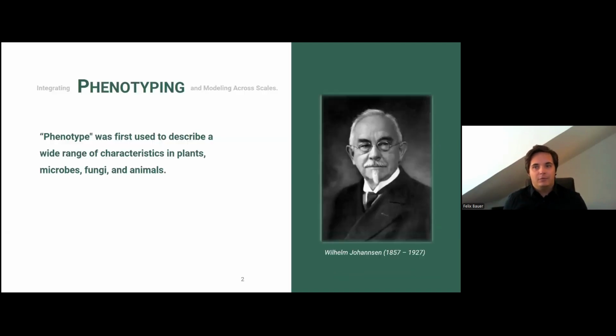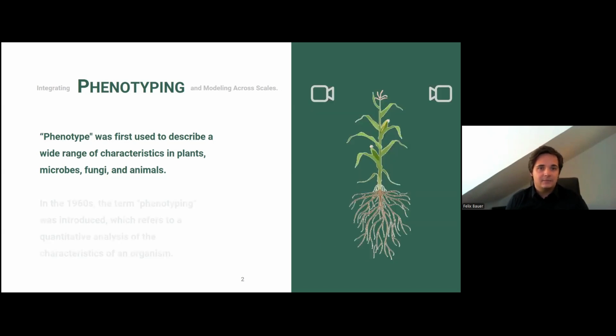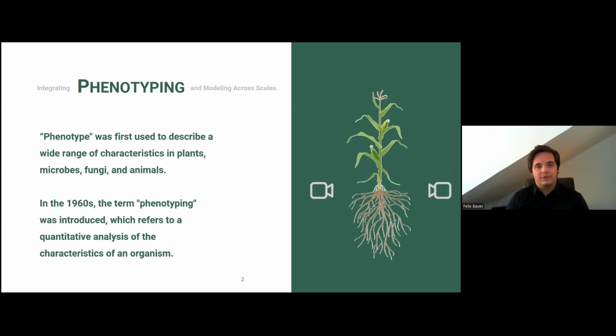So yes, phenotyping. Everyone in PhenoRob probably knows what phenotyping is, and it emerges from the term phenotype, which was first used by Wilhelm Johannsen, a Danish researcher some time ago, who described a wide range of descriptive characteristics in plants, microbes, and fungi, and of course also animals. In the 1960s of the last century, the term phenotyping was then introduced from the term phenotype, which refers to a quantitative trait analysis of characteristics of a certain organ. So basically, plant phenotyping is the comprehensive detection, recording, and analysis of observable plant traits, which are related to growth, development, and, for example, also stress responses.